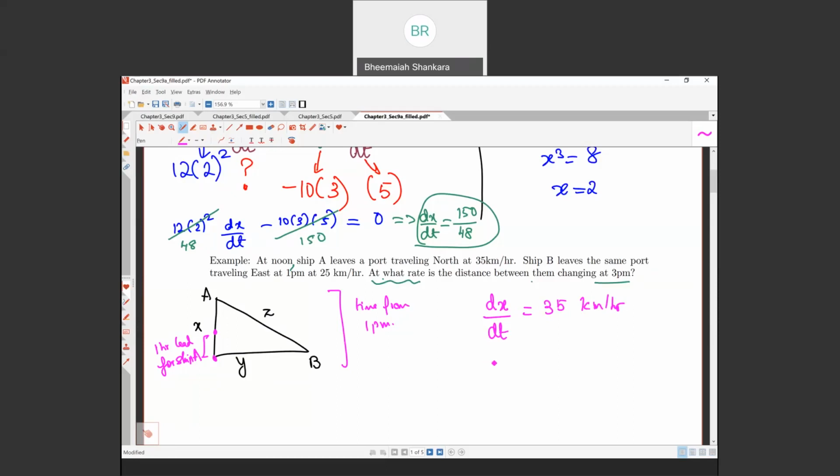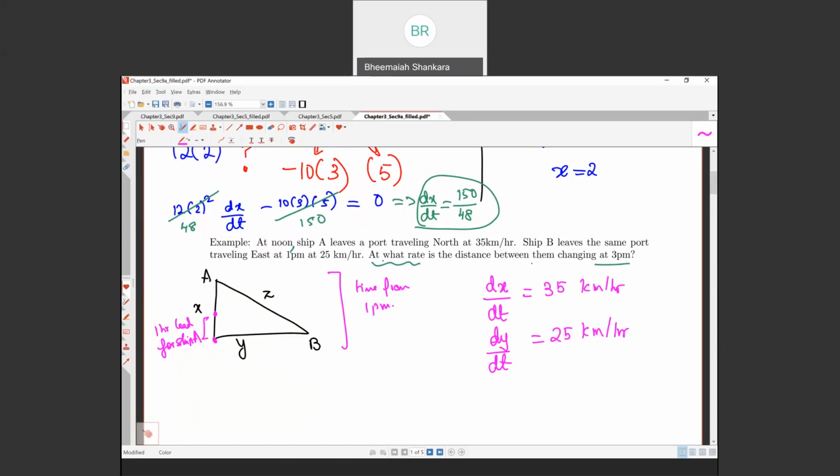Similarly, you can write dy over dt, the rate at which ship B leaves the port at 1 p.m. The rate will be 25 kilometers per hour. Then you want to see at 3 p.m. you want to find at what rate the distance between them is changing, which means you want to find dz over dt. This is what you want to find.